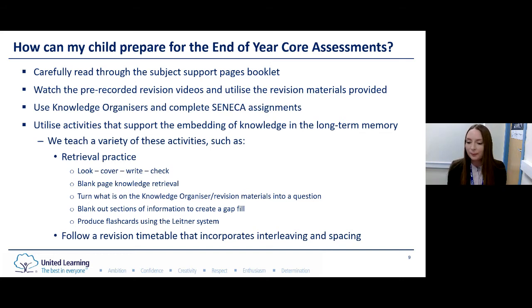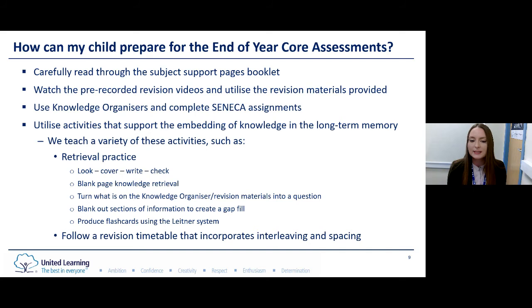Once they've jotted down on paper everything they can from memory, they would then go back to their notes, have a look at what they have recalled correctly, and if they've missed anything, they can add it in. Another strategy that's a really good one to practice at home with your child is turning that knowledge organizer or revision material information into a question. And this is really great because you can support them with their learning and assess how they are doing.